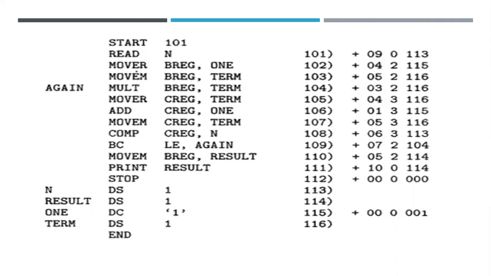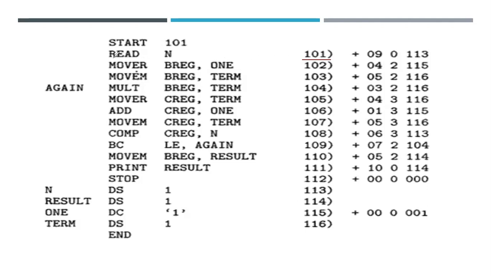Don't try to understand the meaning of the assembly language statements. But now you need to convert this assembly language program into machine language. So let us start. Start 101 means the first instruction's address is going to be 101.